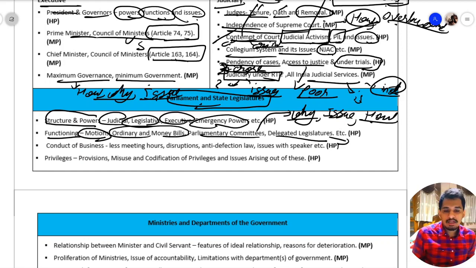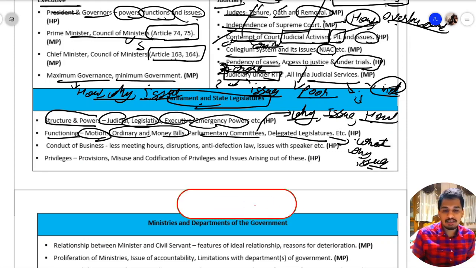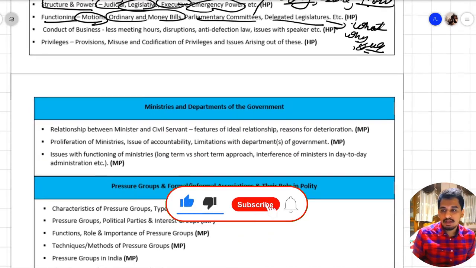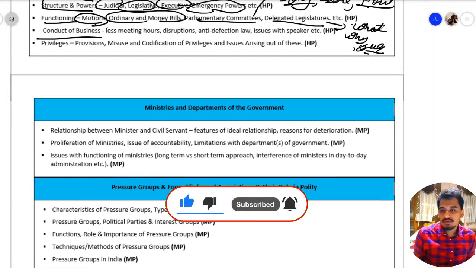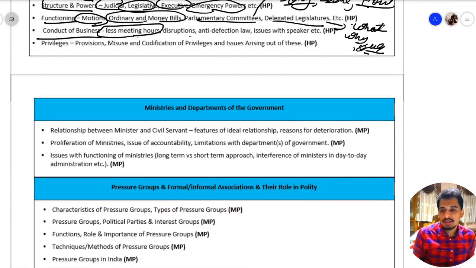Then in delegated legislation we have what delegated legislation is, why it is needed, and what the issues with respect to delegated legislation are. Then in conduct of business, what are the issues? There have been fewer meeting hours, there have been frequent disruptions, there is the anti-defection law, and then there have been issues with respect to the Speaker, that the Speaker is at times partisan.